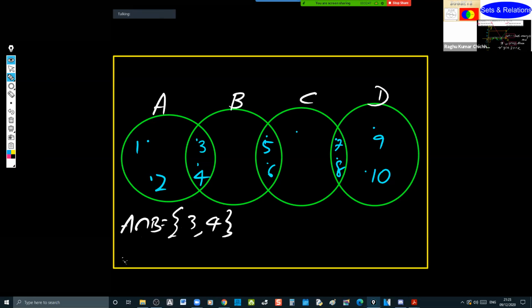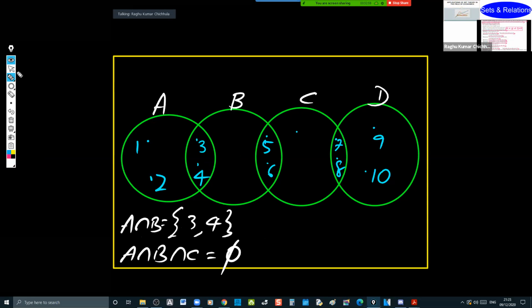What is A intersection B intersection C? This is what I asked you, Chaitanya. Nothing is common to all the three. So it is a null set. Correct or not? Yes, it's a null set. That's what I want to show you. Through the Venn diagram, it is comfortable to show. Clearly, we can understand which is common, which is not common.